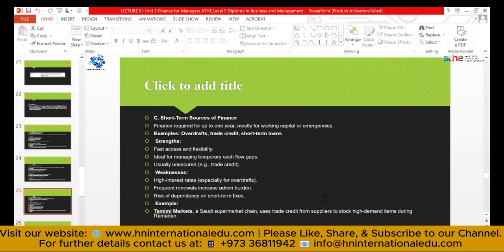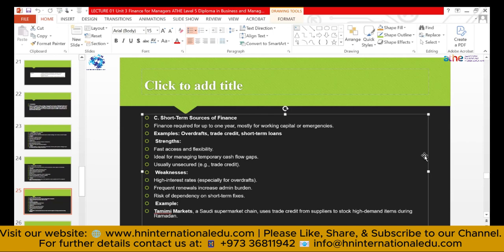Short-term sources of finance: finance required for up to 1 year, mostly for working capital or emergencies. Sometimes we require a small amount of loan, so it's very easy to get from the banks, but from different sources as well. But it's not available all the time or readily for everyone. Examples: overdrafts, trade credit, and short-term loans. We did discuss this. Strengths: fast access and flexibility, it's easy. Ideal for managing temporary cash flow gaps. If there is a gap in inflow, we can fill it.